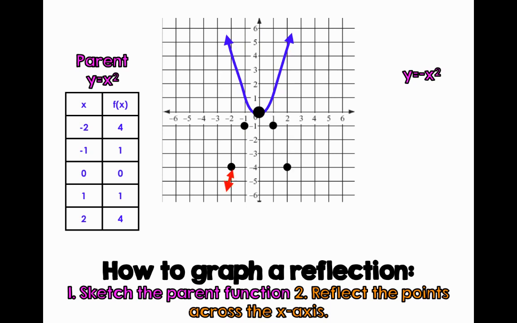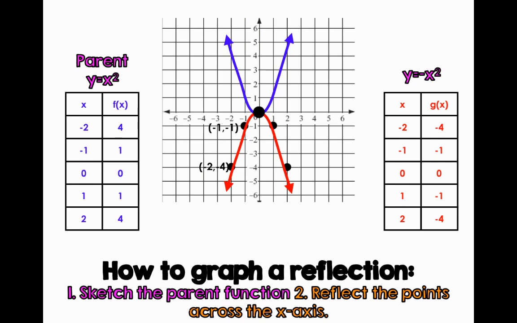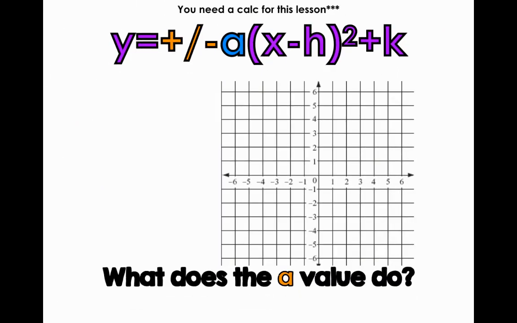Now notice the vertex conveniently stayed the same. Well, that would be because it's 0. So 0 can't reflect because it's on the line of reflection. But if you notice, my x values stayed the same and my y values changed signs. So I've got negative 2, negative 4, negative 1, negative 1, 0, 0, 1, negative 1, and 2, negative 4. The shape stayed the same, everything like that. It's just that my y values became negative.